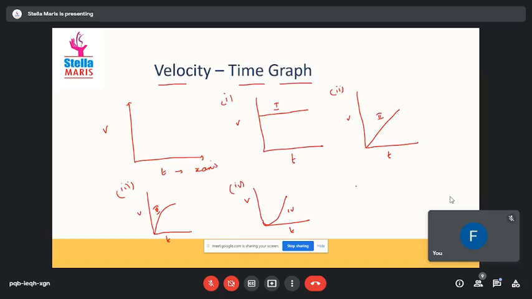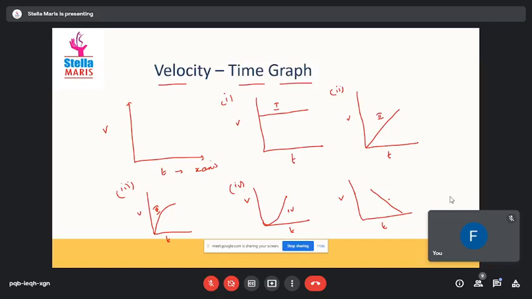Okay, and this is 5, VT graph. Okay, so these are 5 different graphs I have drawn. So you can copy them one by one, and we can discuss them one by one also.